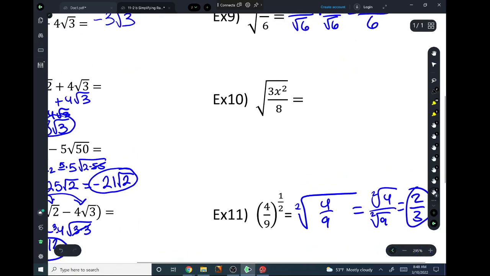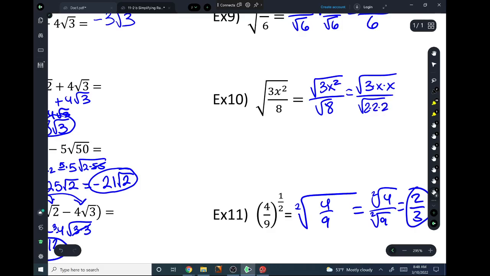All right, let's make it a little bit harder. Ready? Okay, so let's break these up into 2 problems, right? So this is root 3x squared over root 8. Okay, break them down, right? This is 3xx, and this is what?